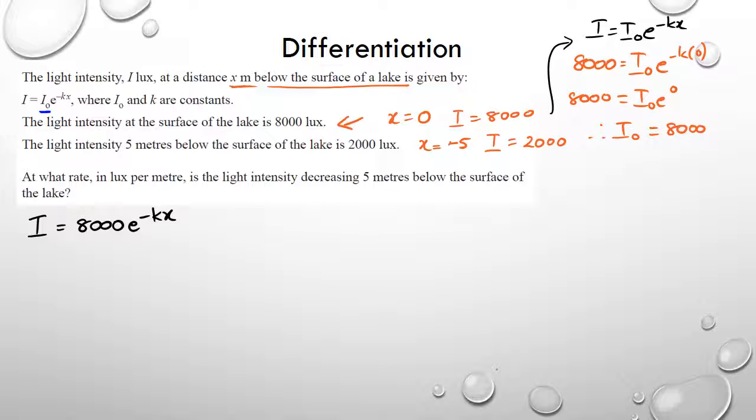And then now it's time to figure out what k is. So we're going to use this part here. So then we have, when x equals minus 5, we have light intensity equals 2,000. So we can write this as 2,000 equals 8,000 e to the power of negative k multiplied by 5. Well, negative 5 really.